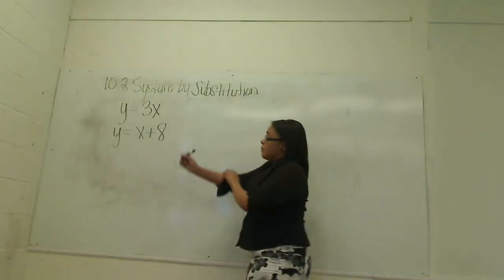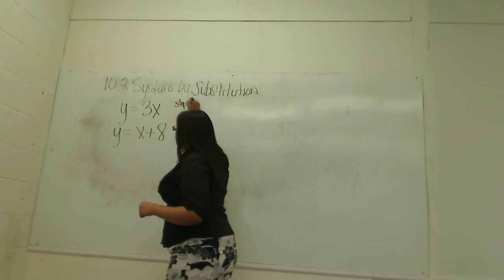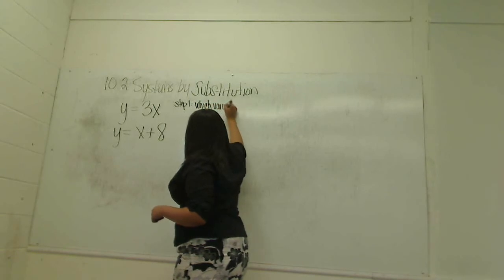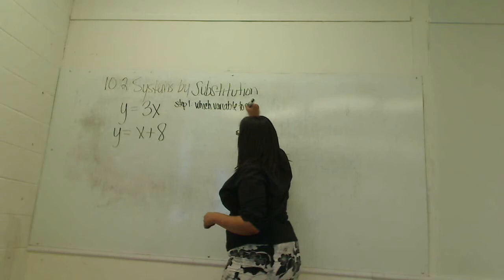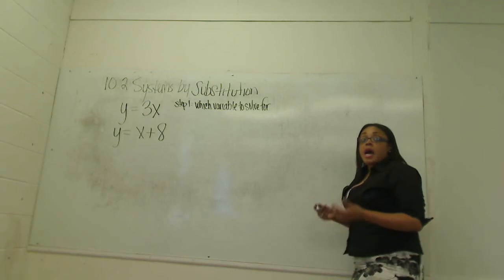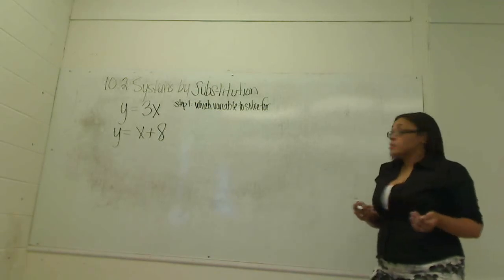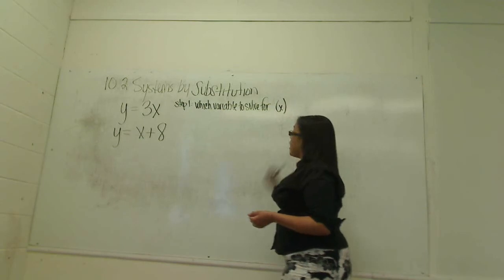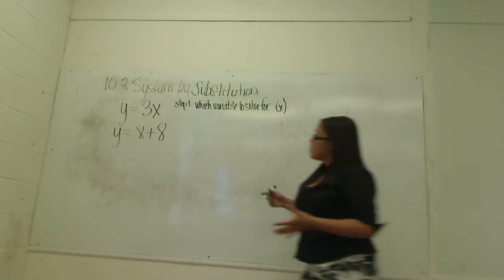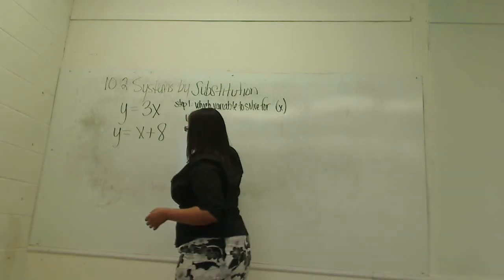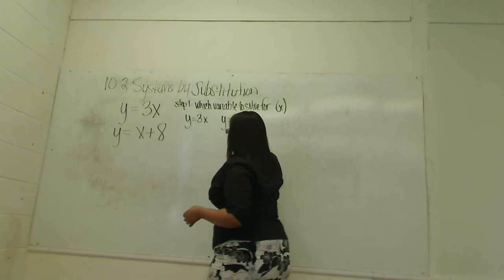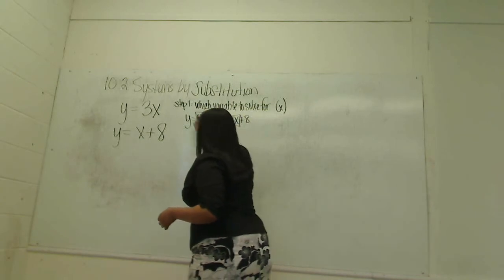First, when you substitute, step 1, you have to decide which variable you want to solve for. Are you trying to figure out x? Are you trying to figure out y? I'm going to go ahead and figure out x. Okay? So here I'm going to solve for x. To solve for x, I have to get rid of y. So right now, I have these equations. y equals 3x, and y equals x plus 8, and I want to get x. Okay, let's be decided. That's step 1.